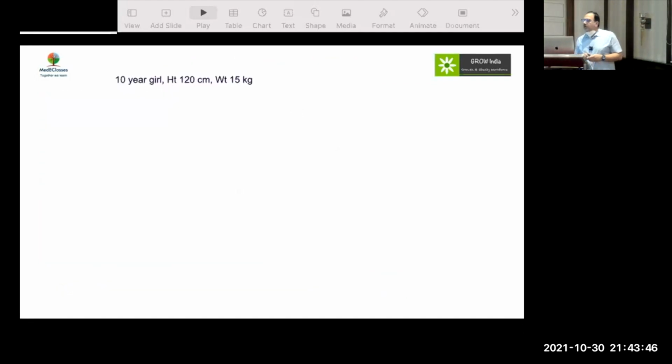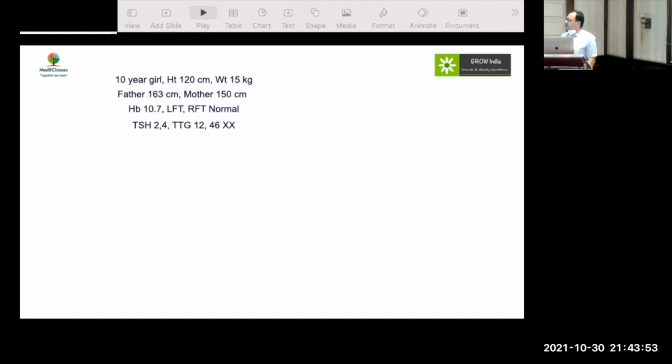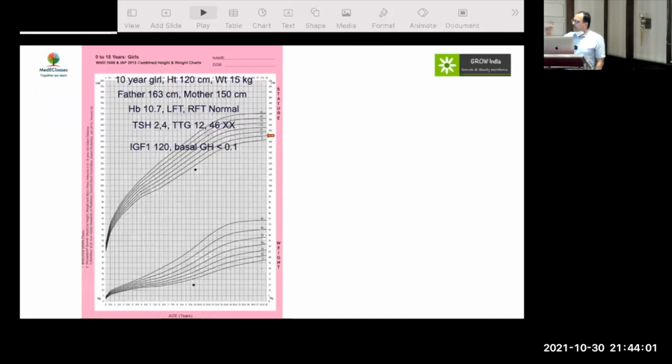So we have got this child, a 10-year-old girl, height is 120. And this is the workup: LFT, RFT normal, TSH normal, TTG normal, IGF low, basal growth hormone low, diagnosed as GHD. This is the growth chart. Dr. Anurag, what do you think? Is this a nutritional pattern or an endocrine pattern? What is more affected, height or weight? Weight is more affected. So although the diagnosis has been made of GHD, what we are seeing here is that the weight is more affected. So this does not look like GHD.